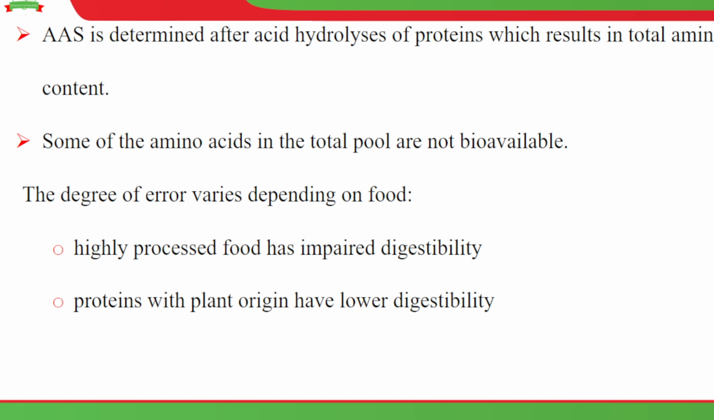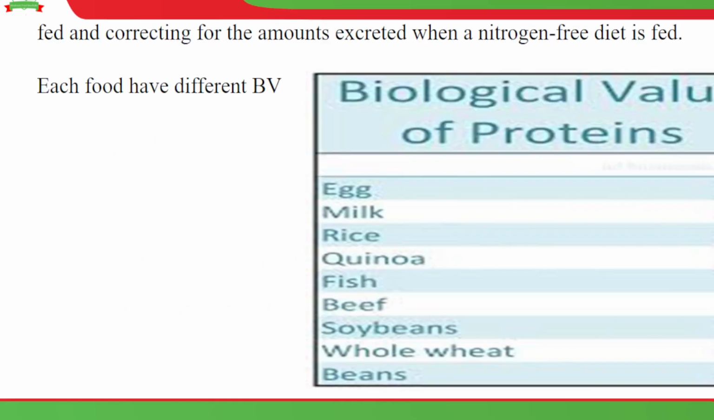And then proteins of plant origin have a lower digestibility. That's why, if we look into biological value, mostly those foods with high biological value are animal sources compared to plant sources. So the digestion of a plant protein is harder, or lower. It is not that efficient.